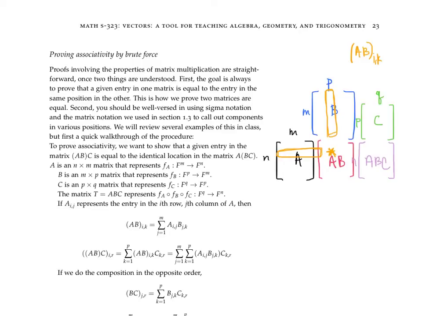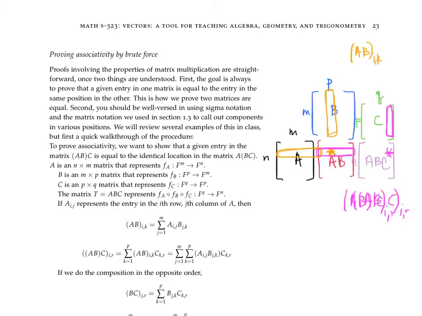Now let's take a look at what happens when we look at (AB)C_ir. Note that that's the ith row, rth column of ABC. So of course, just like before, this is the product of this entire row in AB and the corresponding column in C. And so when you go about writing this in sigma notation, you want to maintain the same row as this particular entry, so the ith row in AB, but the column is changing. So we're going to use k here.